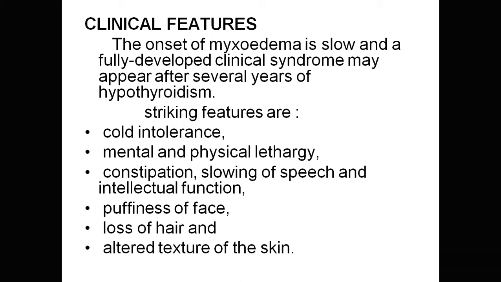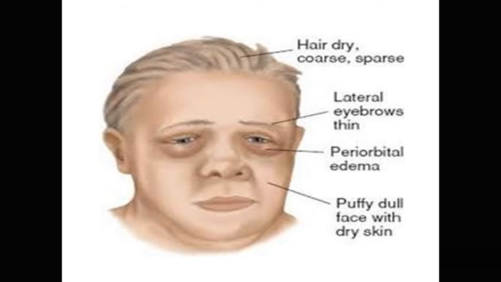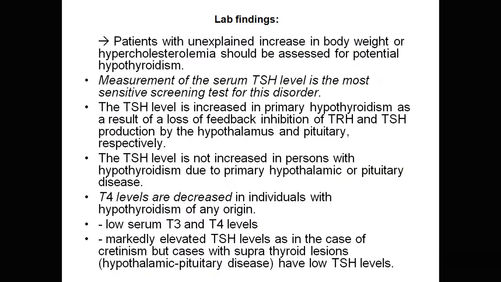Clinical features: the onset of myxedema is slow and the fully developed clinical syndrome may appear after several years of hypothyroidism. But the striking features are cold intolerance, mental and physical lethargy. So all are features opposite to hyperthyroidism or thyrotoxicosis. So the patient experiences constipation, slowing of speech and intellectual function, puffiness of the face, loss of hair, and altered texture of the skin. So these are all features related to myxedema. So dry hair, coarse skin, lateral eyebrows become thin, periorbital edema, puffy dull face with dry skin.